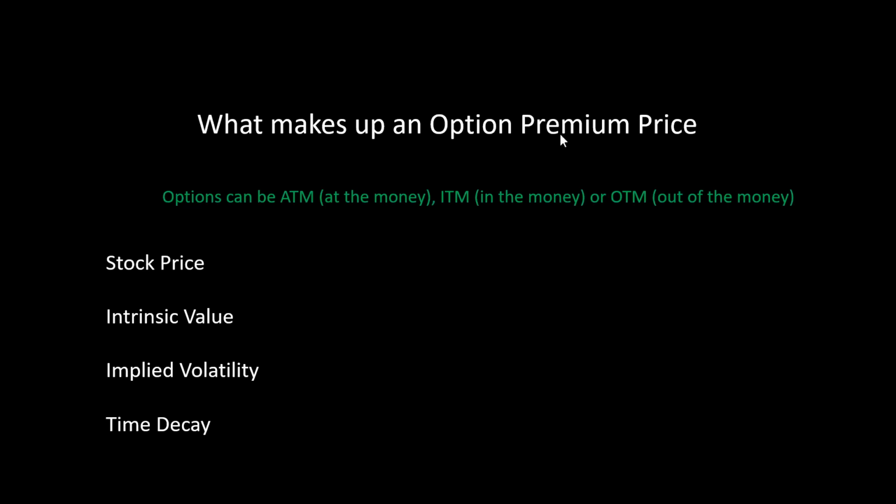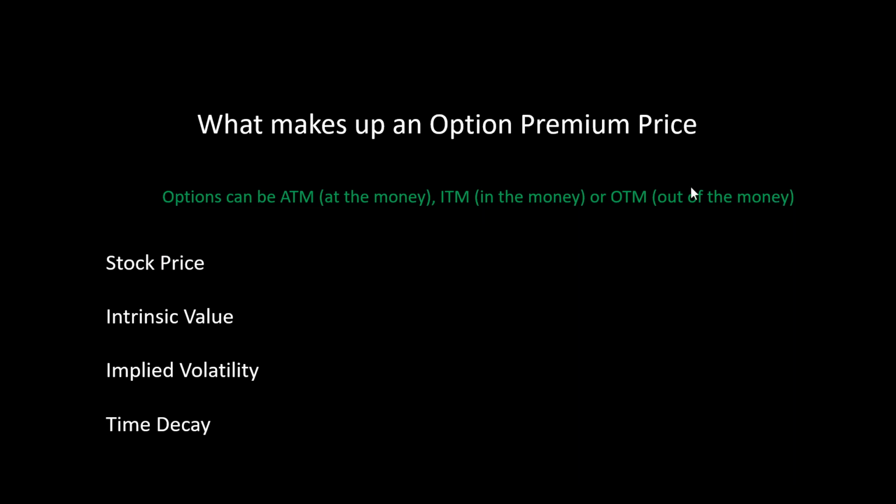Okay. So the option premium price that we just looked at in Bristol Myers, we saw the 61 bid, 66 ask. What makes up the option premium price? Well, an option can be three things. They can be at the money. So if you've got a $100 price on a stock and you're buying a $100 call, that's at the money. It can be in the money. So if you've got a $100 stock price and you buy a $95 call, then it's $5 in the money because the stock is higher than the price that you paid for it.